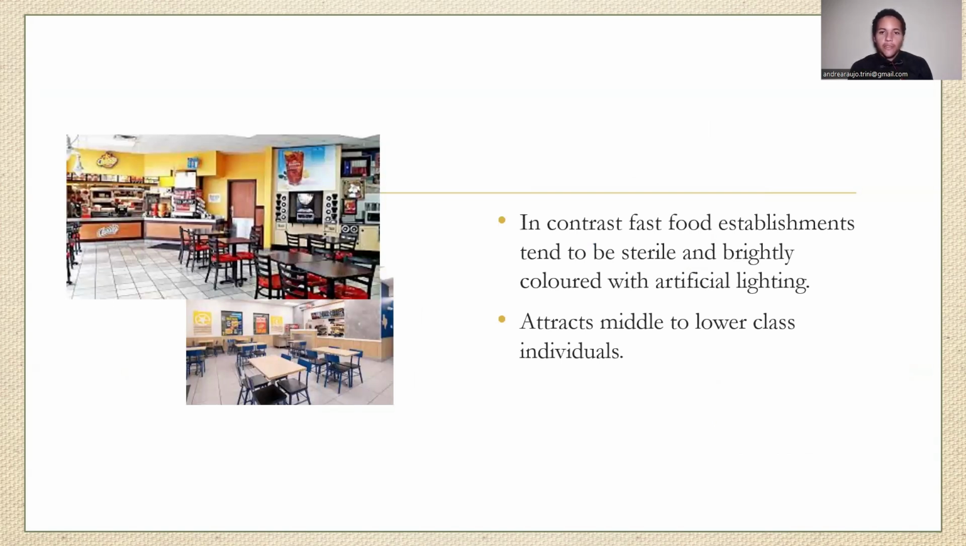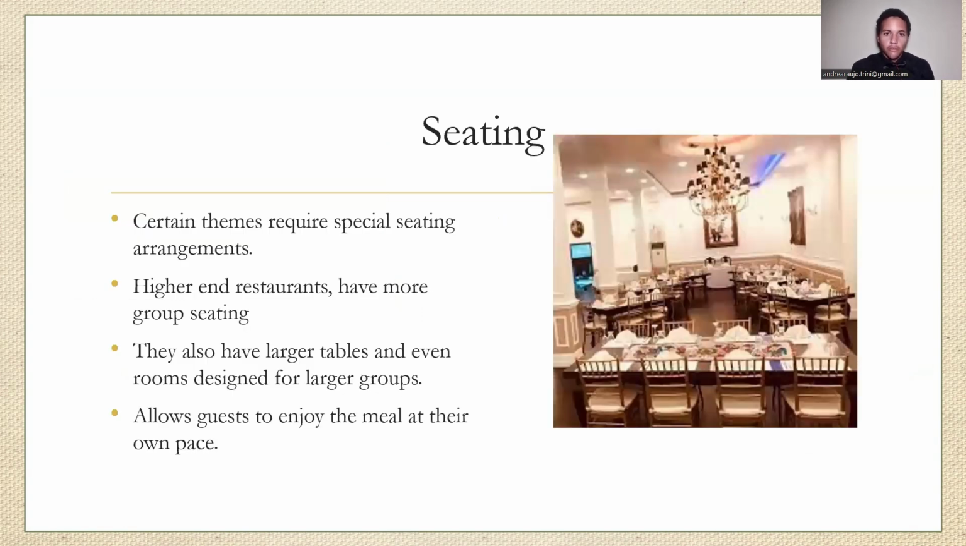In contrast, fast food establishments tend to be sterile and brightly colored with artificial lighting, and as much seating packed together as possible. It's aimed at middle to lower class individuals who are simply interested in going in and collecting their food and going out.